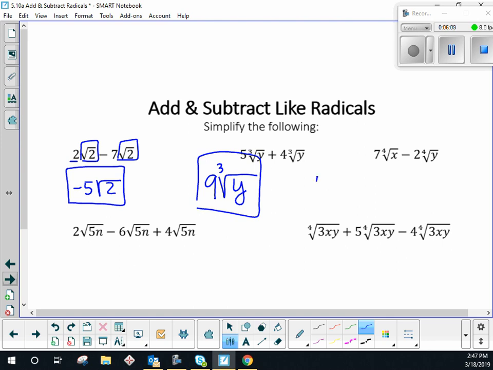Here's one answer. Who else? Who has a different answer than that one? I see this answer. Who has an even different answer than these two? Anybody? What do you have?